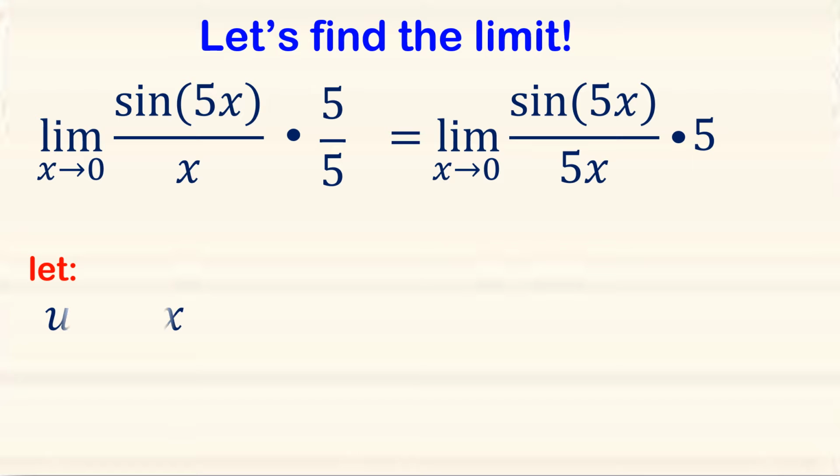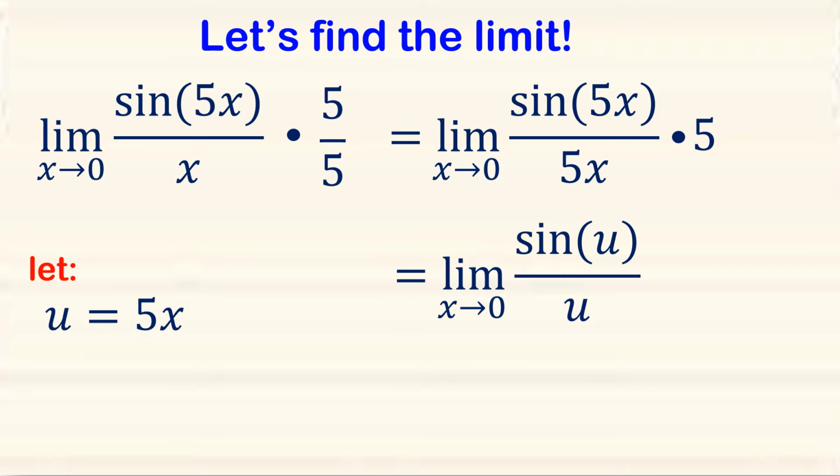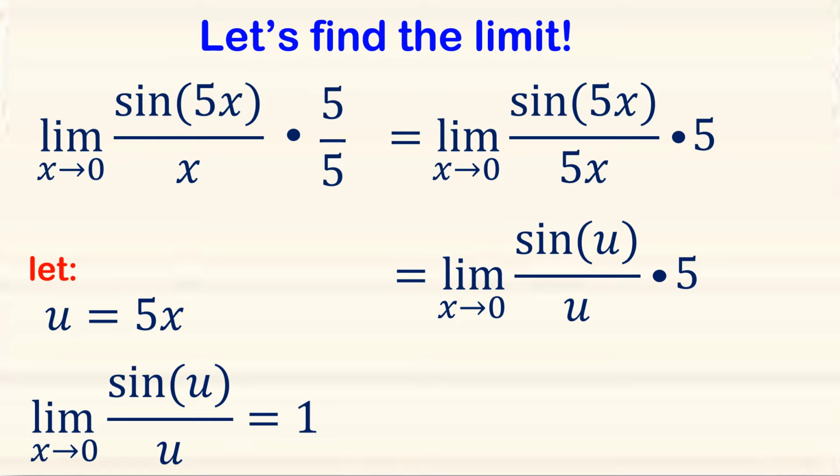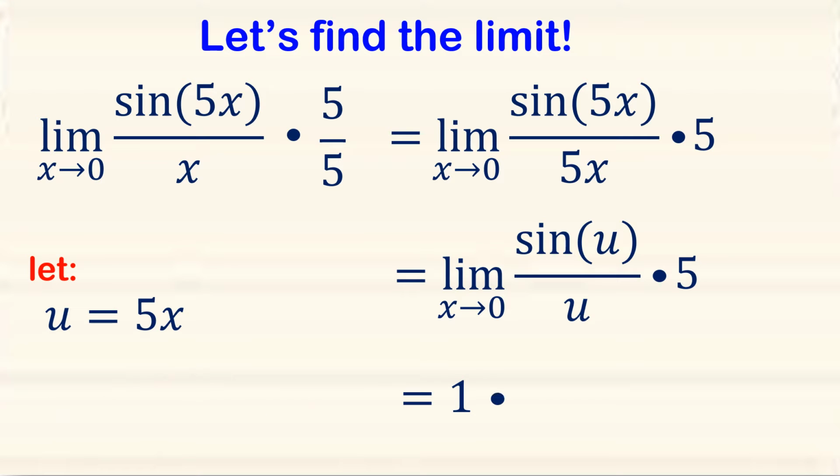So from here, we are going to multiply it by 5. And then let u be equal to 5x. So we are going to replace 5x with u, multiplied by 5. Since we have the identity limit of sine u over u as x approaches 0 is equal to 1, this one will become 1 times 5. So the limit of sine 5x over x as x approaches 0 is equal to 5.